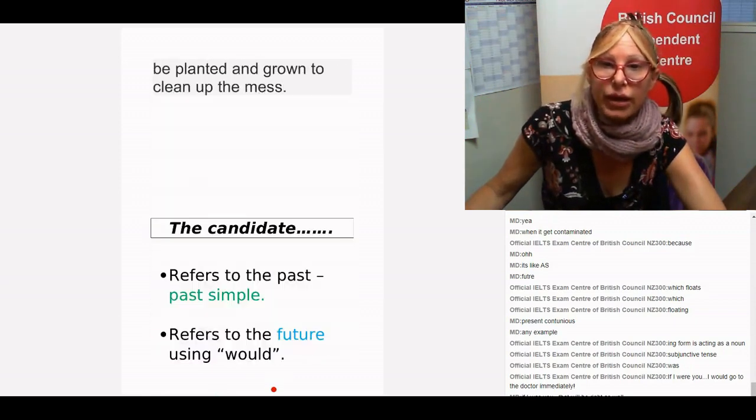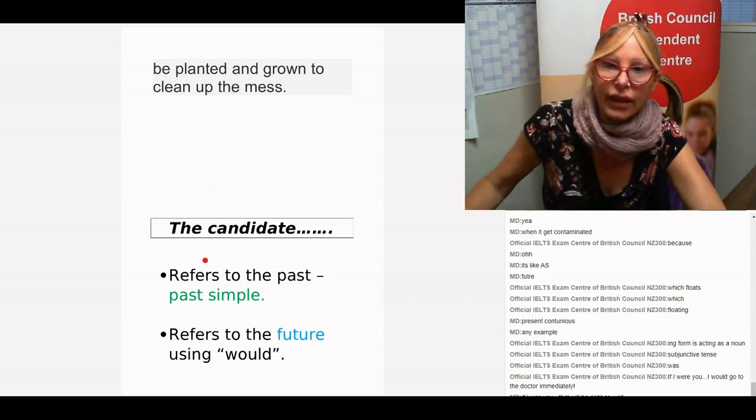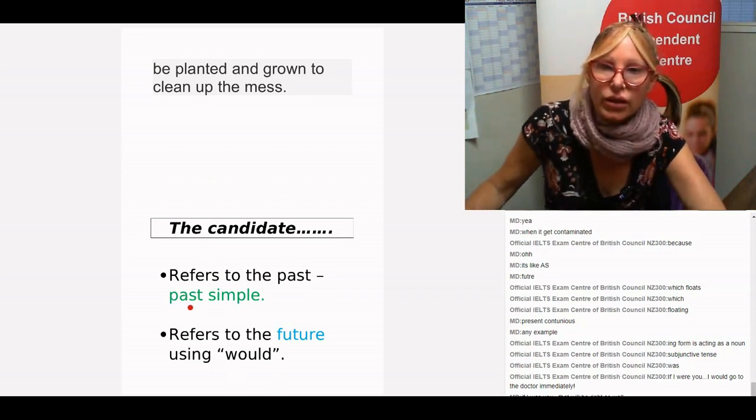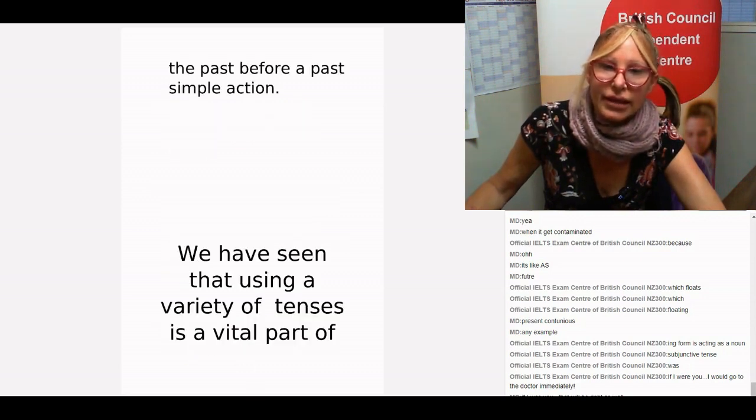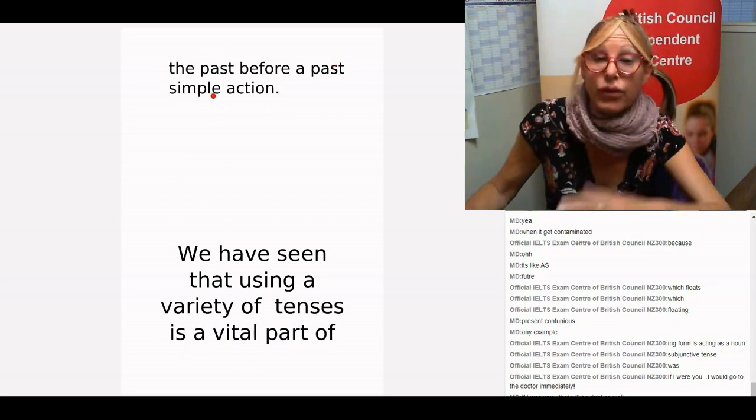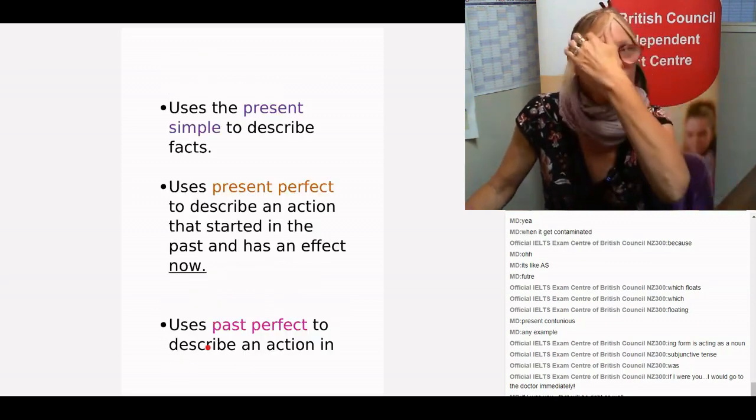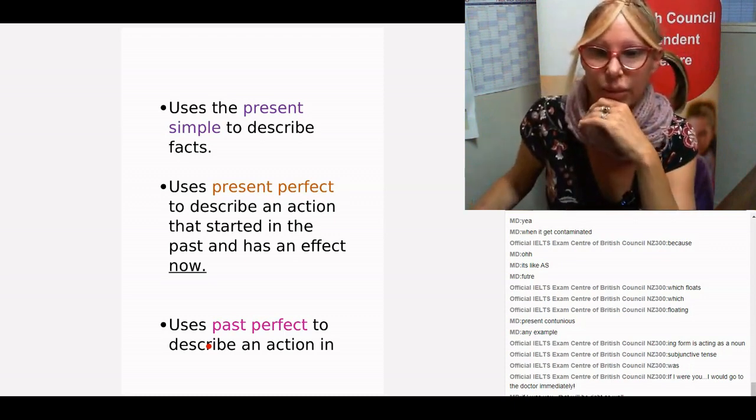They do refer to the past. They use the past simple. They refer to the future using the future would. They use the present simple to describe facts. They use present perfect to describe an action that started in the past and has an effect now. And they use the past perfect to describe an action in the past before a past simple action, if that makes sense. So a past action happened, and then before that past action, they had another past action, which is the past perfect.